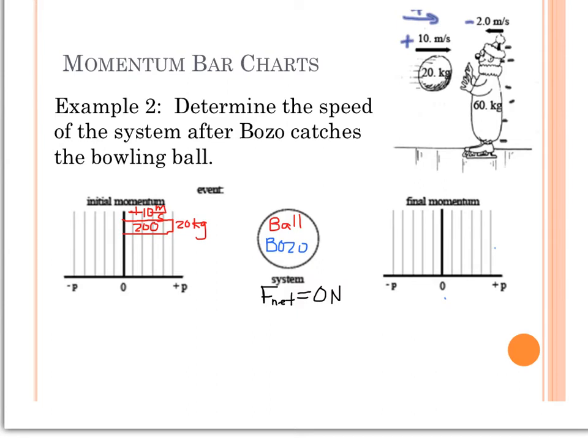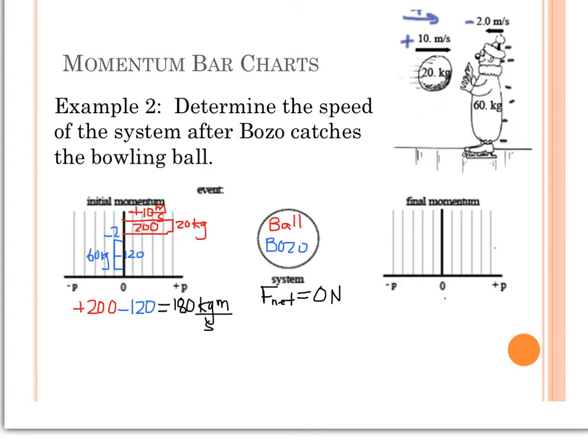Bozo has been skating backwards, but not as quickly, only negative 2 meters per second, but he has a bigger mass. So his mass is 60 kilograms. His velocity is only negative 2 meters per second, so Bozo's initial momentum is negative 120. So total beforehand, we've got positive 200 and negative 120 for a total of positive 80 kilogram meters per second.